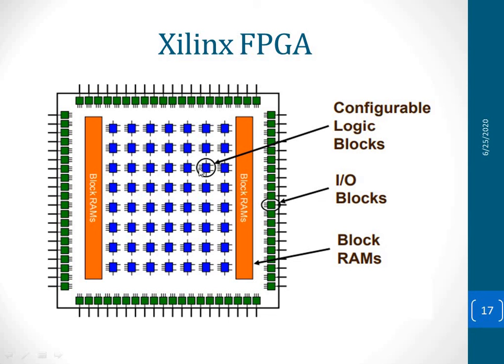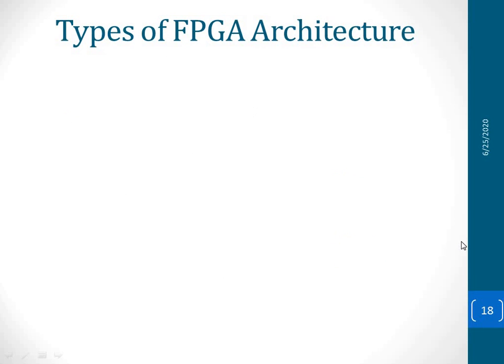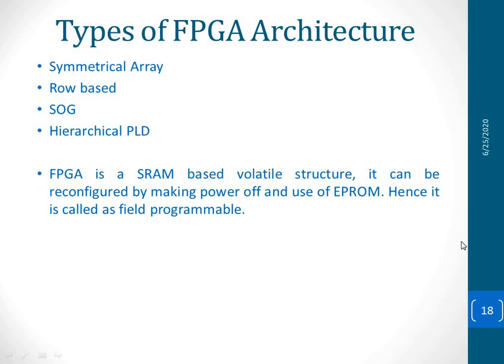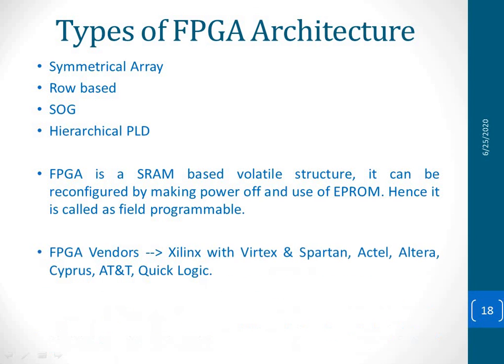You can see these are the configurable logic blocks. IO blocks are like a boundary, surrounding the array, and some blocks are for RAM. They are called dedicated blocks or dedicated RAM or embedded RAMs. Types of FPGA architecture are symmetrical array, row based, sea of gates, and hierarchical PLD. FPGA is an SRAM based volatile structure. It can be reconfigured by making power off and use of EEPROM. Hence it is called field programmable.